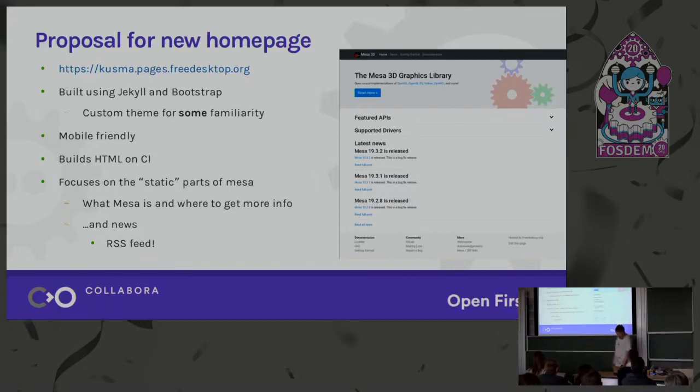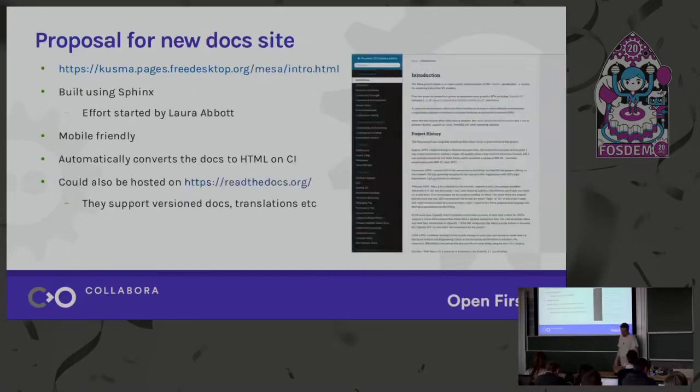So this is my proposal for the website. And here's my proposal for the doc site. This builds the documentation. It converts the documentation to Sphinx. The link is actually the wrong one, I'm sorry. It should just remove intro.html. I changed that since I wrote the slides. This effort was started by Laura Abbott. She wrote some scripts to automatically convert the documents. I've updated them a bit and fixed up some things.